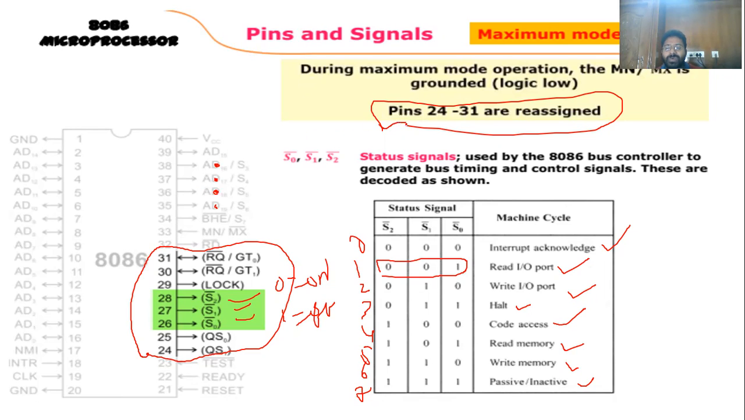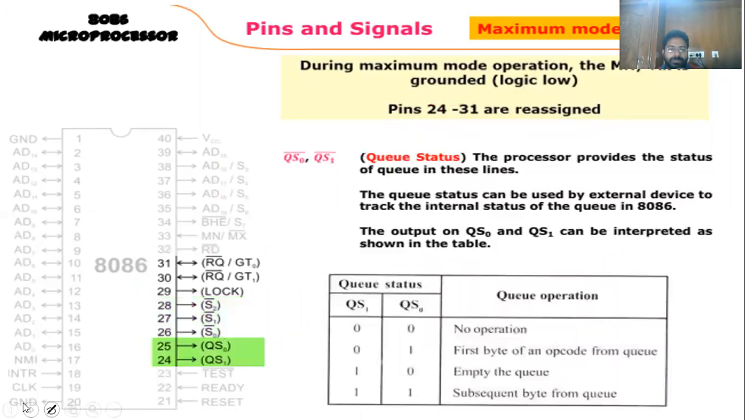You just learn what Intel has already developed. Okay, now see this. Next, the different types of signals are QS0 and QS1, queue status. What is the meaning of this queue status? This is a very important one. One of the best advantages of using the 8086 microprocessor is the queuing status.